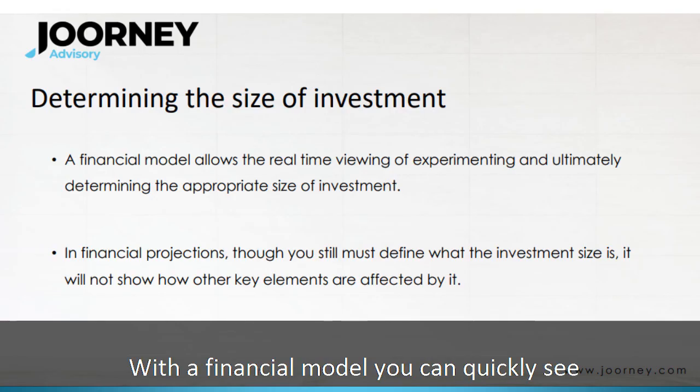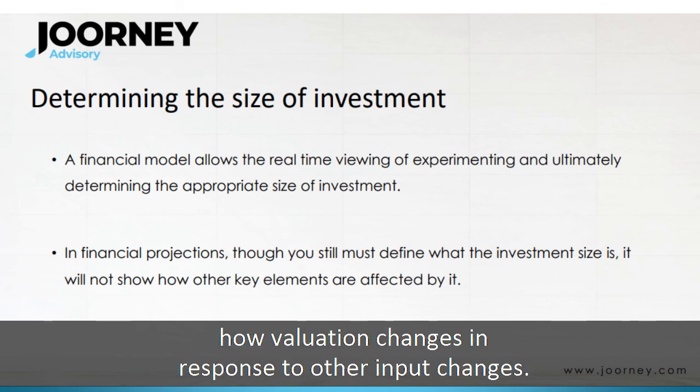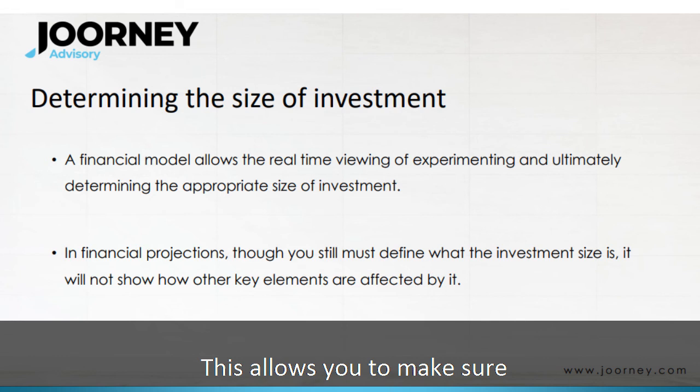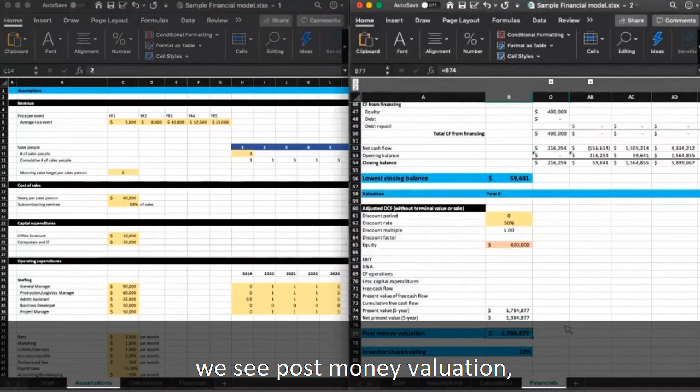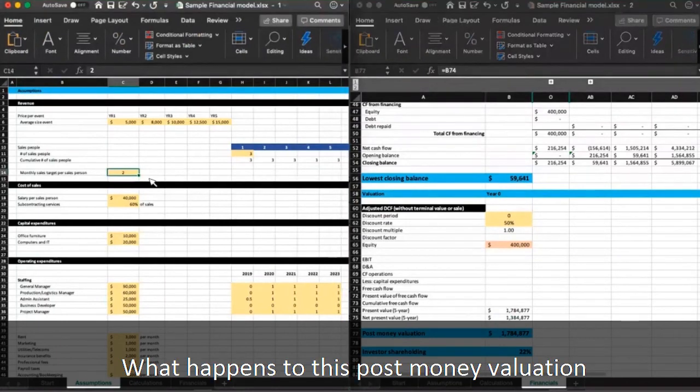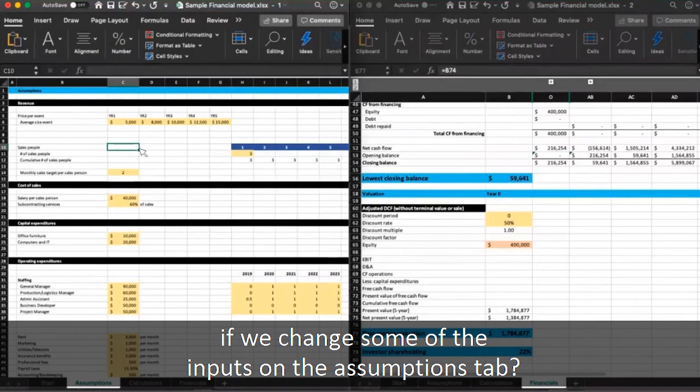Valuation movements. With a financial model, you can quickly see how valuation changes in response to other input changes. This allows you to make sure you're in the right valuation range given the stage that your venture is at. So if we keep an eye over here on the right side of the screen, we see post-money valuation, $1.784877 million. What happens to this post-money valuation if we change some of the inputs on the Assumptions tab?